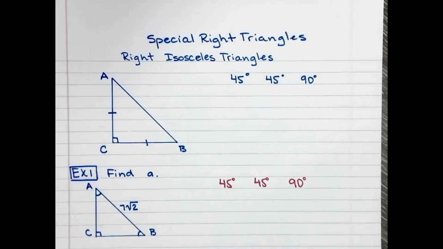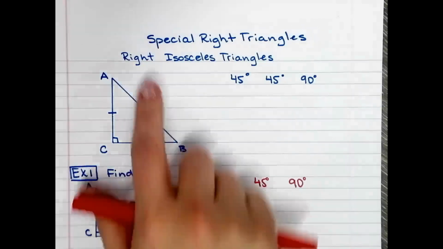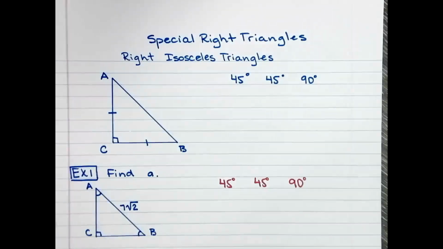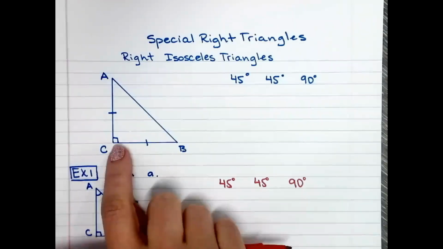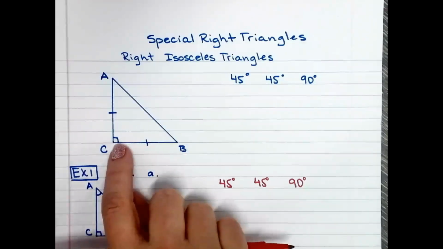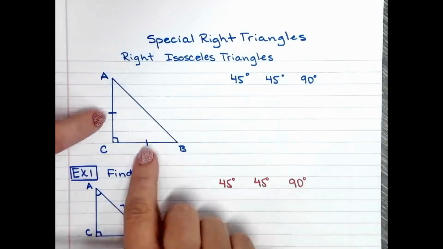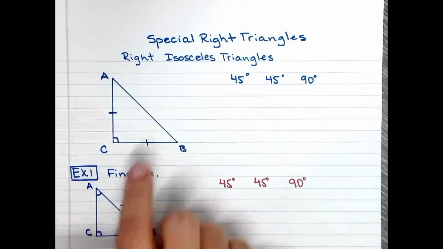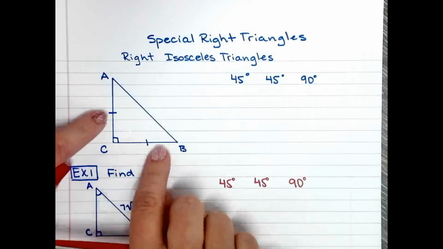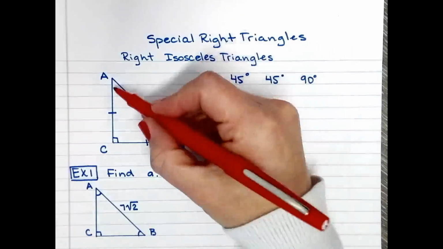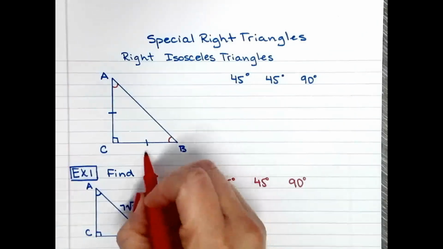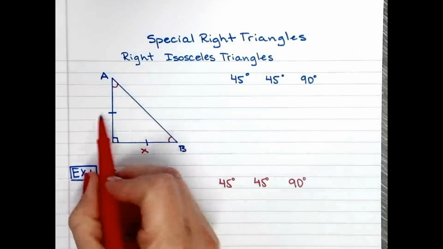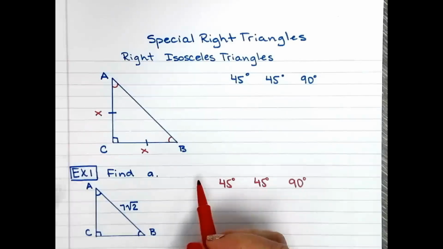About special right triangles, but one in particular, the right isosceles triangle. It's a right triangle because I have a 90-degree angle right there, and it's isosceles because these two legs are congruent. And by definition, if the two legs are congruent, these two angles are also congruent.